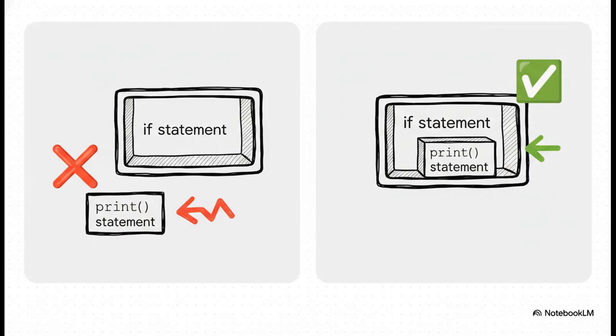And this shows that point perfectly. In the incorrect example, the print command is on the same level as the if statement, so Python has no clue that it's supposed to be inside that if block. By just adding that little bit of indentation, you're telling Python, hey, this line of code, it belongs to the statement right above it. It's all about that structure.